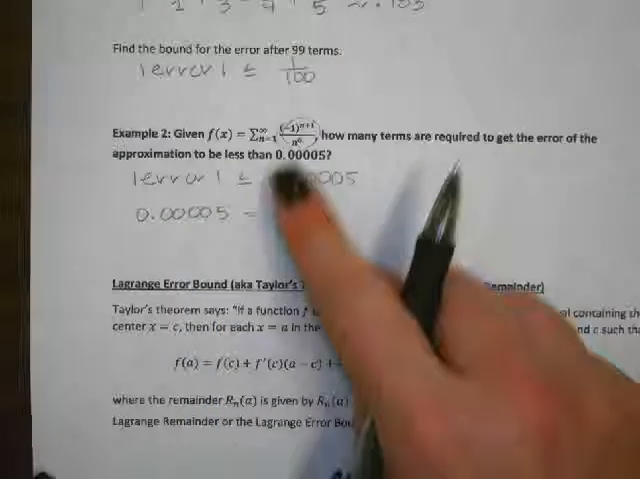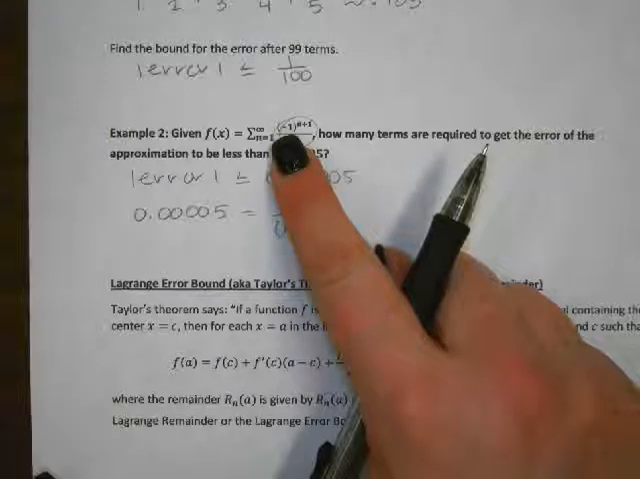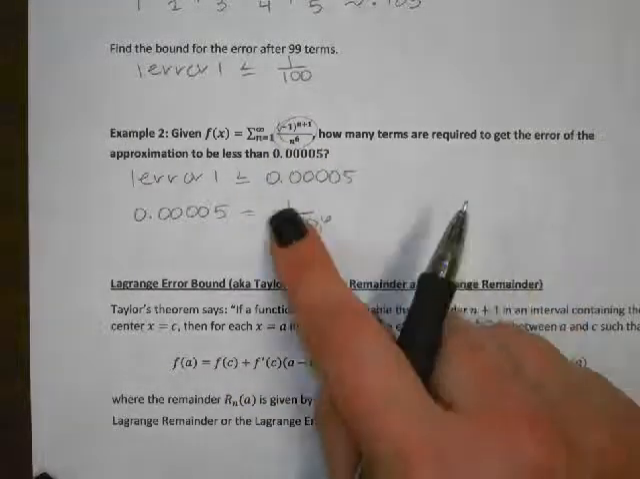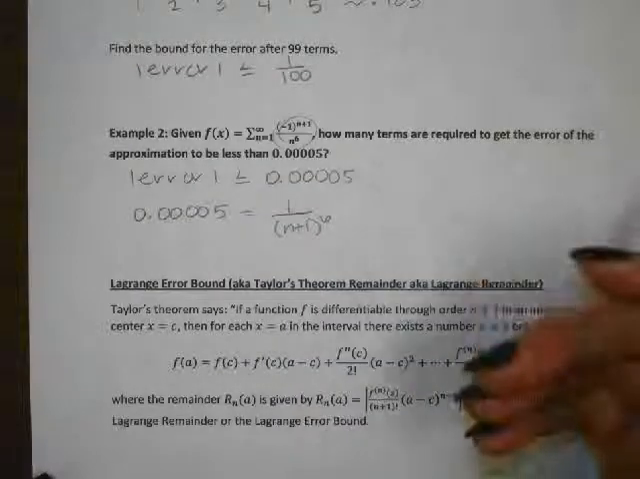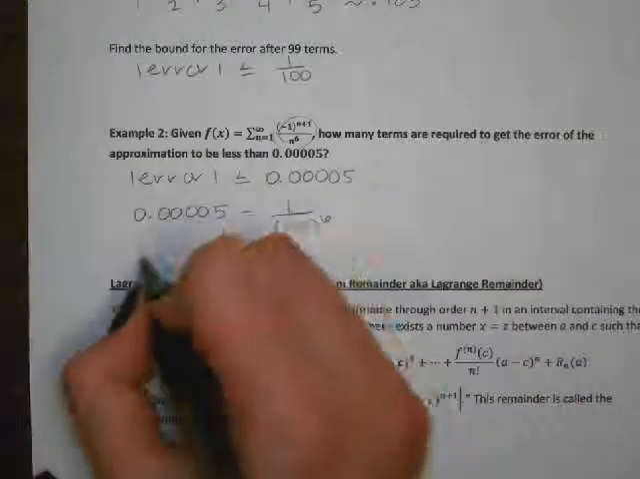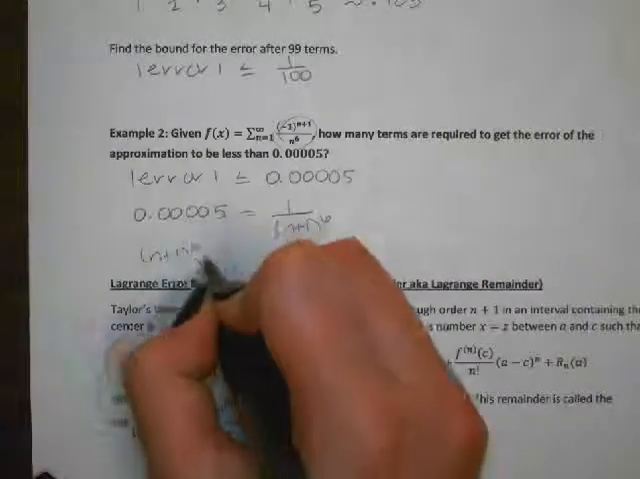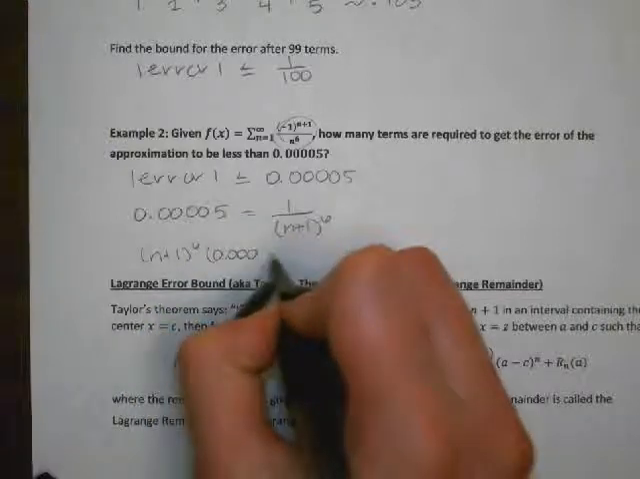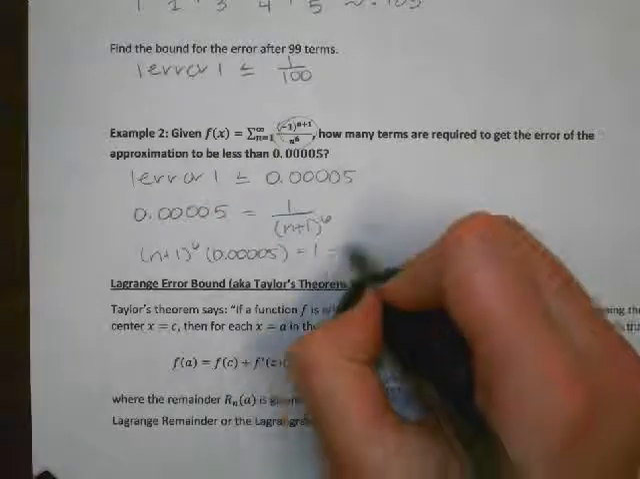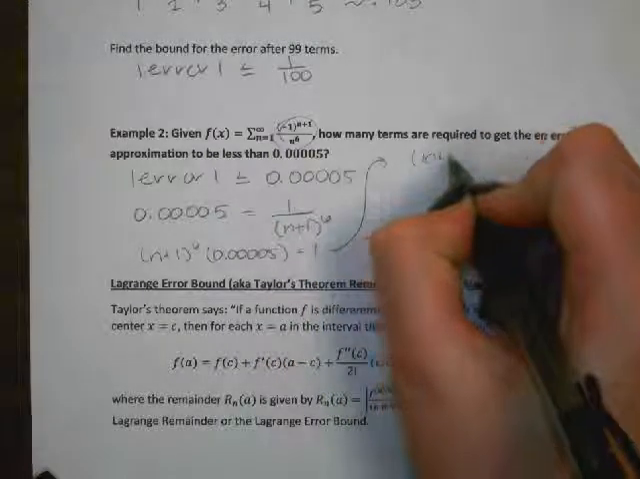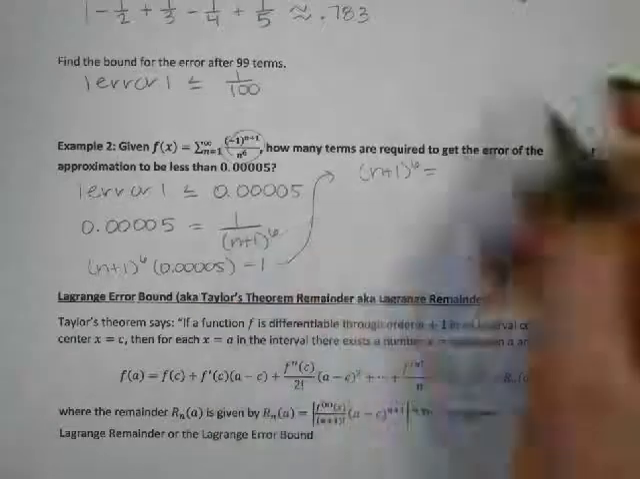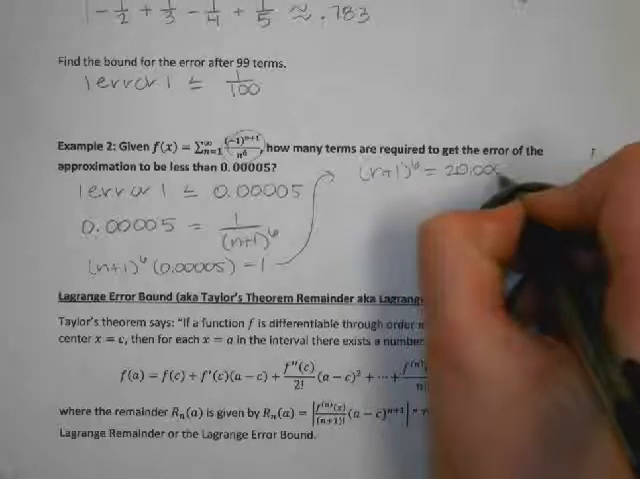The reason I used positive 1 and not the alternating part of this is because this would have been an absolute value, so it doesn't matter if that's negative or positive, it would have ended up being positive when you did the calculation. So I'm going to go ahead and multiply this over here, n plus 1 to the 6th times the decimal, and then I can go ahead and divide the decimal over there. So I have n plus 1 to the 6th equals 1 divided by that decimal, which is 20,000.